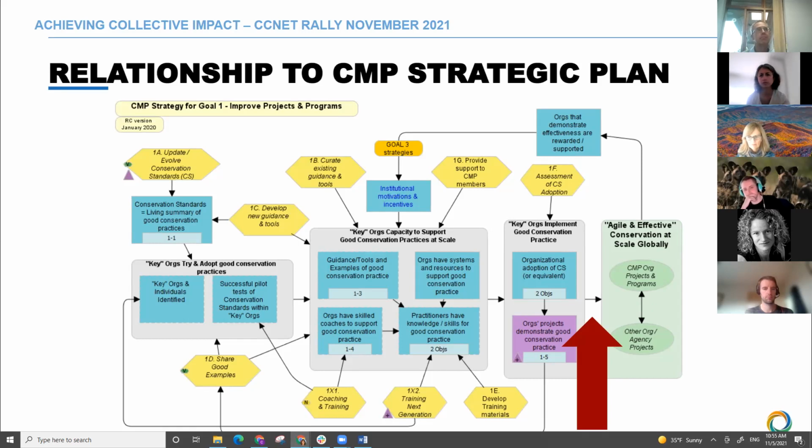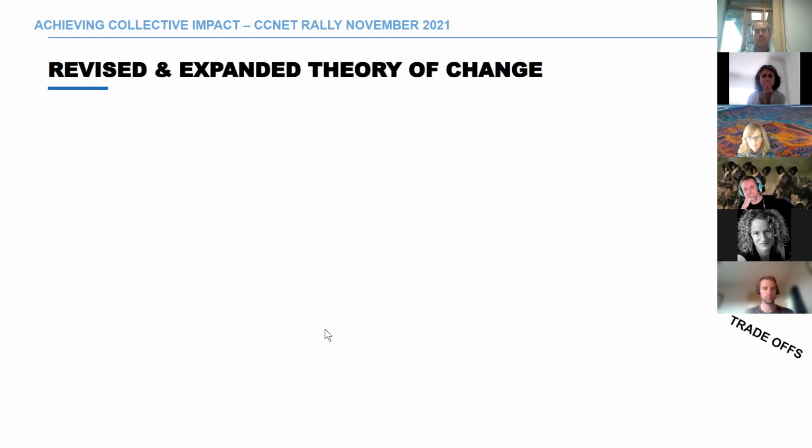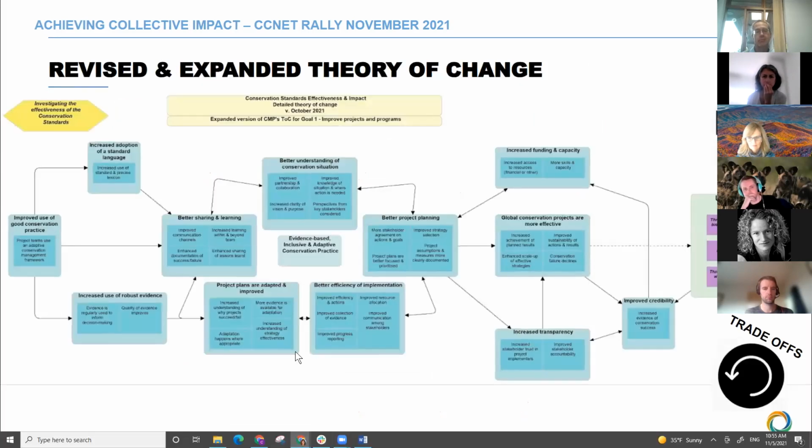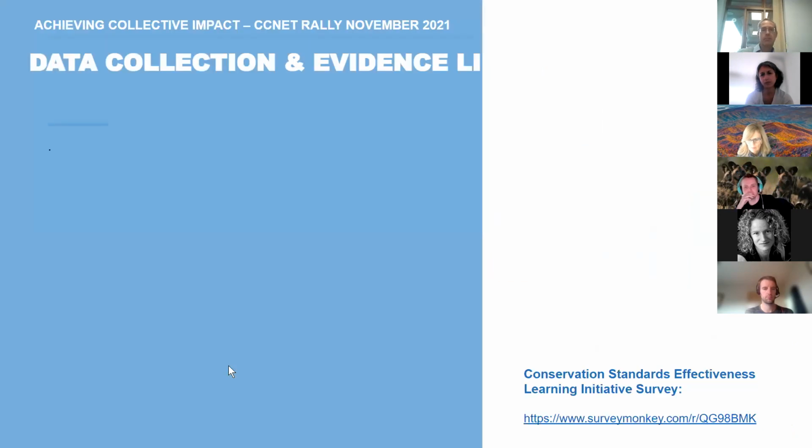And in the next slide, we expanded out that theory of change to identify what key results might come in between those two results. And this is our complex version of our theory of change. We've also got a simplified version, identifying what those key results might look like. And in addition, we identified potentially what barriers or trade-offs might exist to the use of the conservation standards.